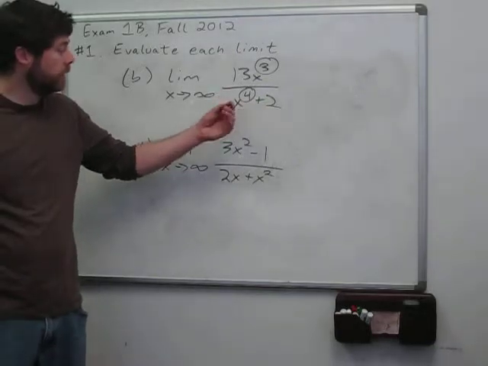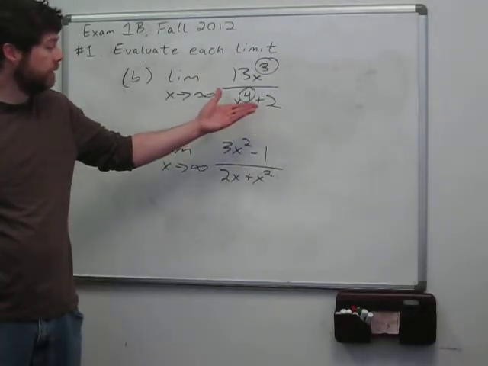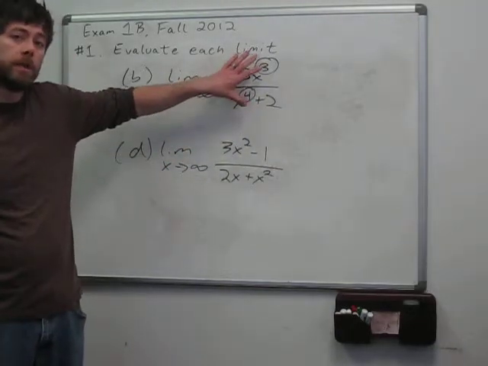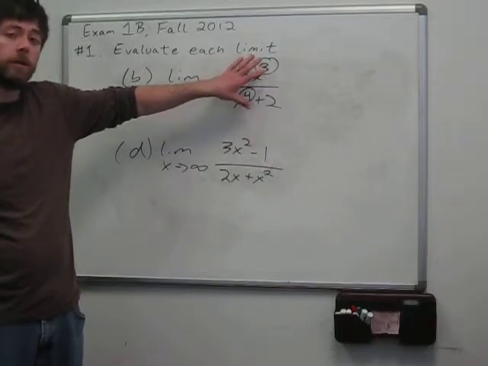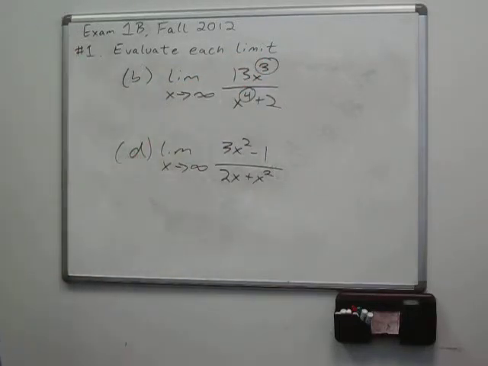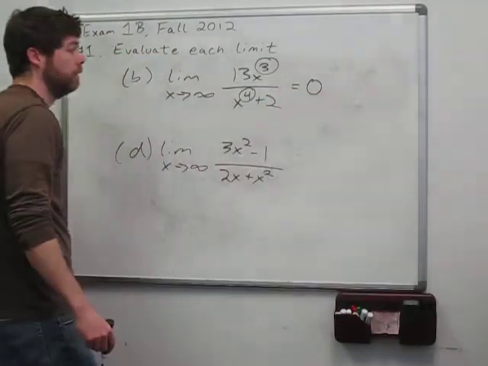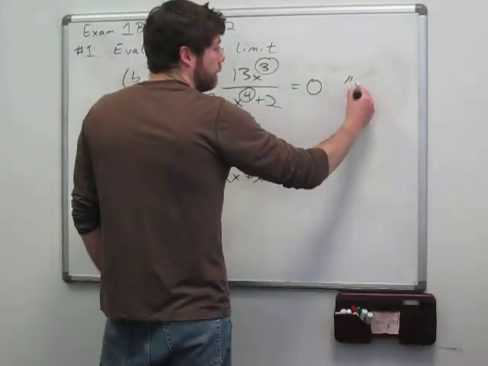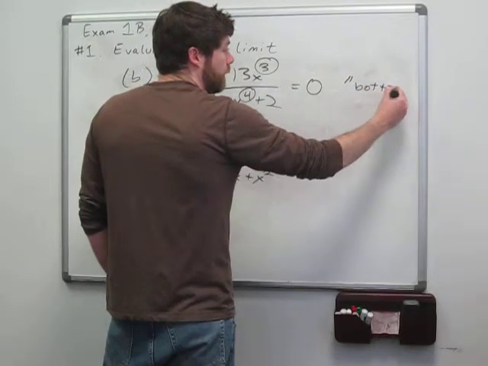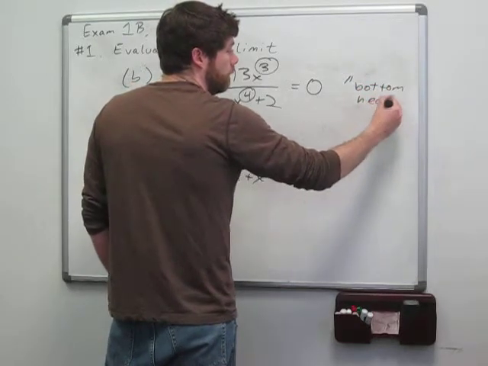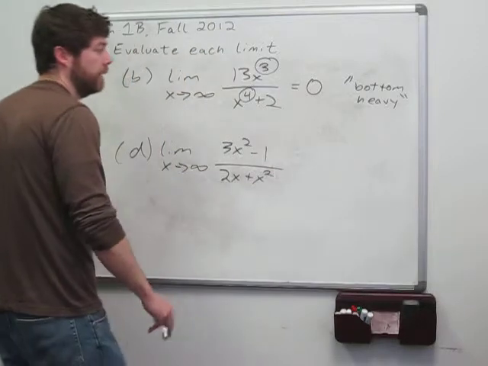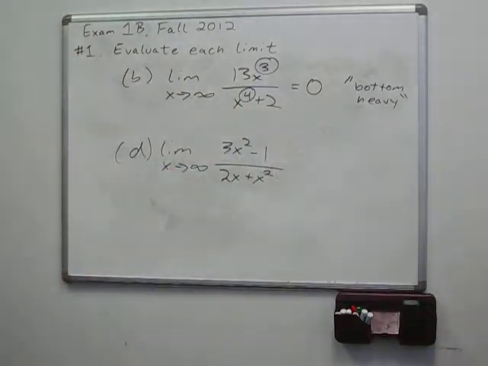Because we have a larger degree in the denominator, it is just going to pull this entire function closer and closer to 0 as x gets large. So this limit is equal to 0 since the rational function is bottom heavy, right? The degree of the denominator is larger than the degree of the numerator.